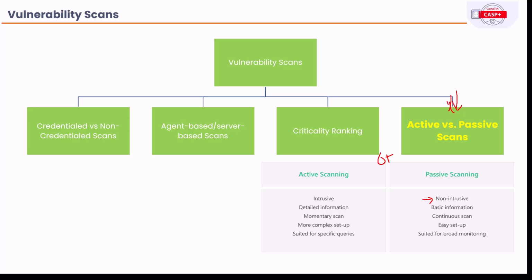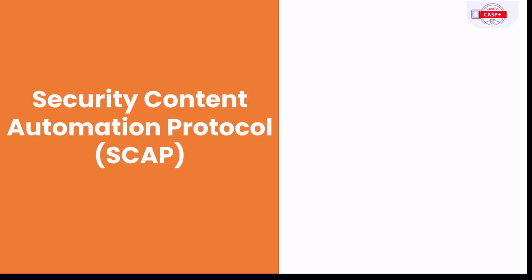Active scanning is quite a different strategy that can be used to produce more accurate reporting. As you will see, active scanning is intrusive, the information is quite detailed, the momentary scan is more complex, and it is suited for specific queries. SCAP, which will be our next topic, is a prime illustration of active scanning. Now let's go to SCAP, Security Content Automation Protocol.